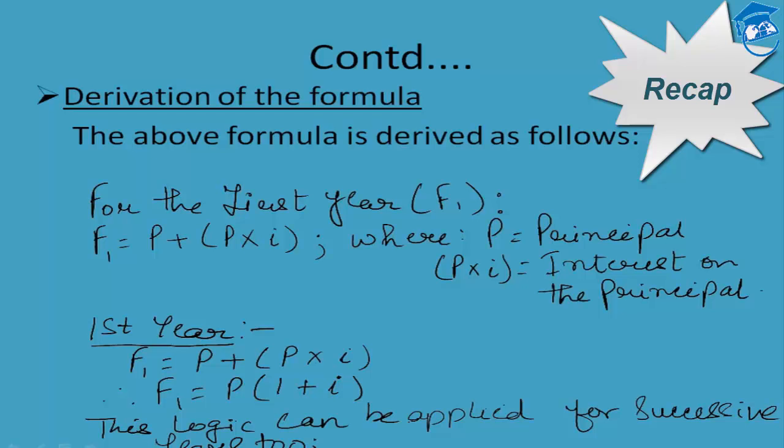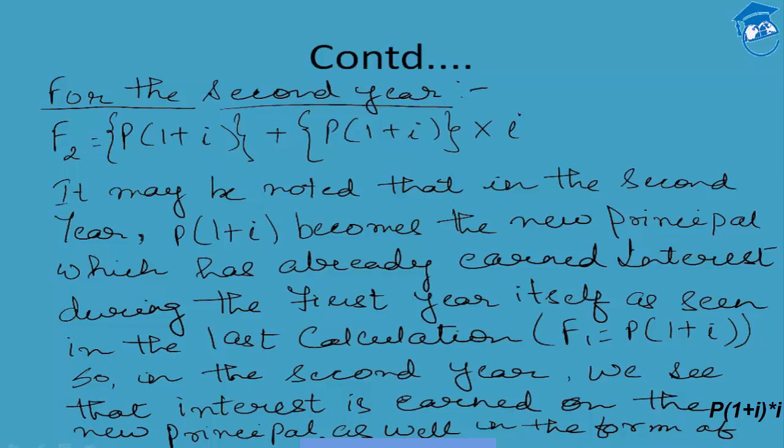Now, let's take it further in case of the successive years also. Now, for the second year, look very carefully, students. Again, it is a bit of basic algebra, very rudimentary, but it is very simple, interesting and very important. Now, for the second year, F2. Till now, we were talking about F1 or the first year. Now, we shall be talking about F2 or the second year.